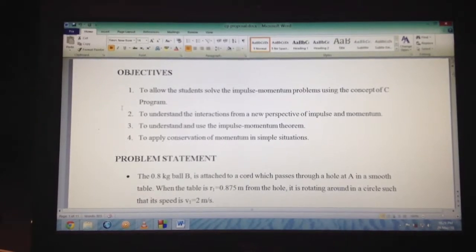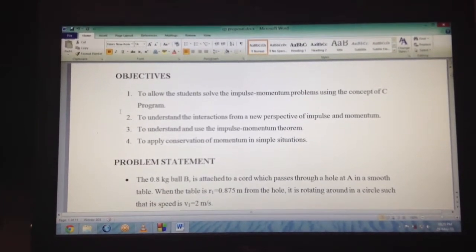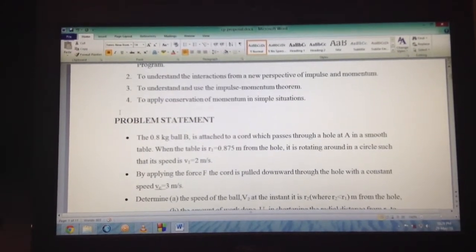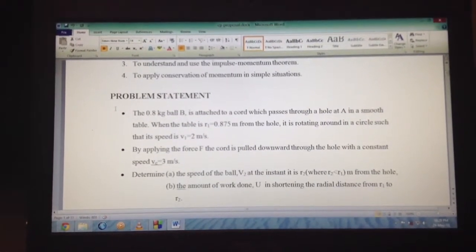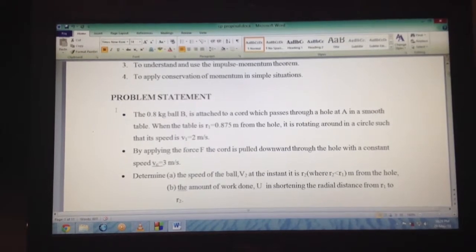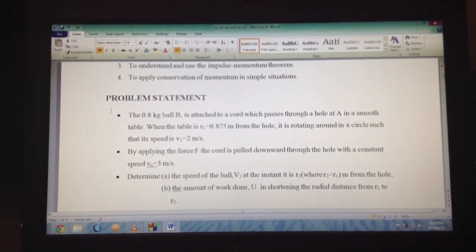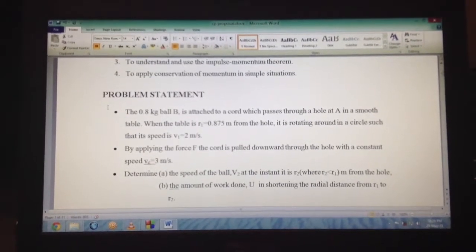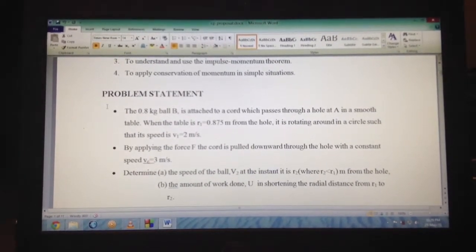Okay, here you can see our objective to perform this C programming. Here is the problem statement that we need to solve. It's given that the 0.8 kg ball B is attached to a cord which passes through a hole at A in the smooth table.